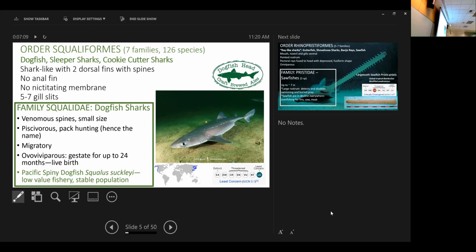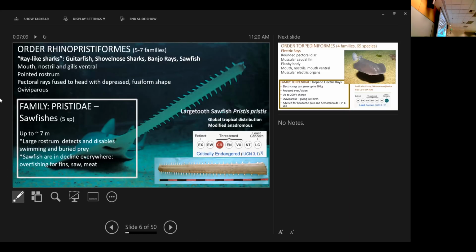And a classic example of this here in the Pacific, especially on our coast as well as Asia, is the Pacific spiny dogfish. It's a low-value fishery, so it's got a stable population. You can see here that it's a species of least concern.